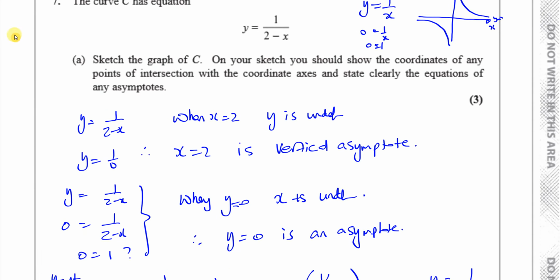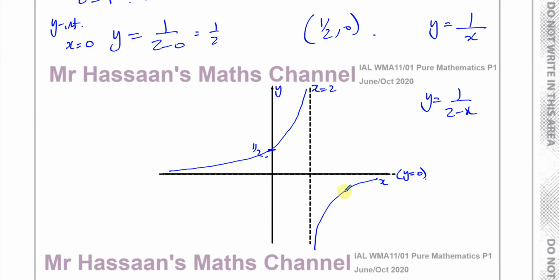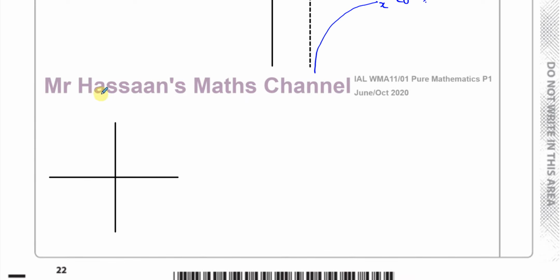So this is just by basically recognizing that it is a reciprocal graph, recognizing that it's got a minus in front of the x, so it's going to be in the other two quadrants. Instead of these two, it's going to be those two, and recognizing how to find the asymptotes. The asymptote is whatever makes the denominator 0.